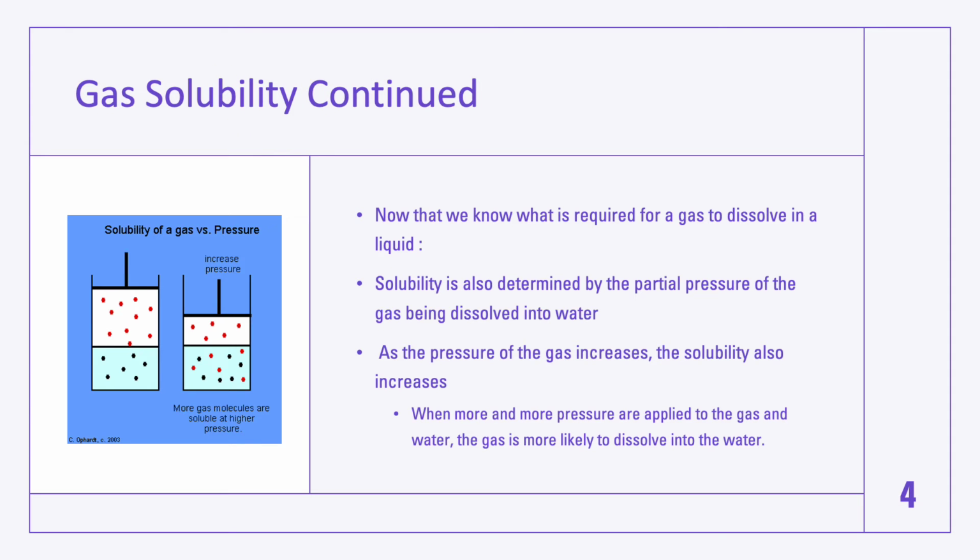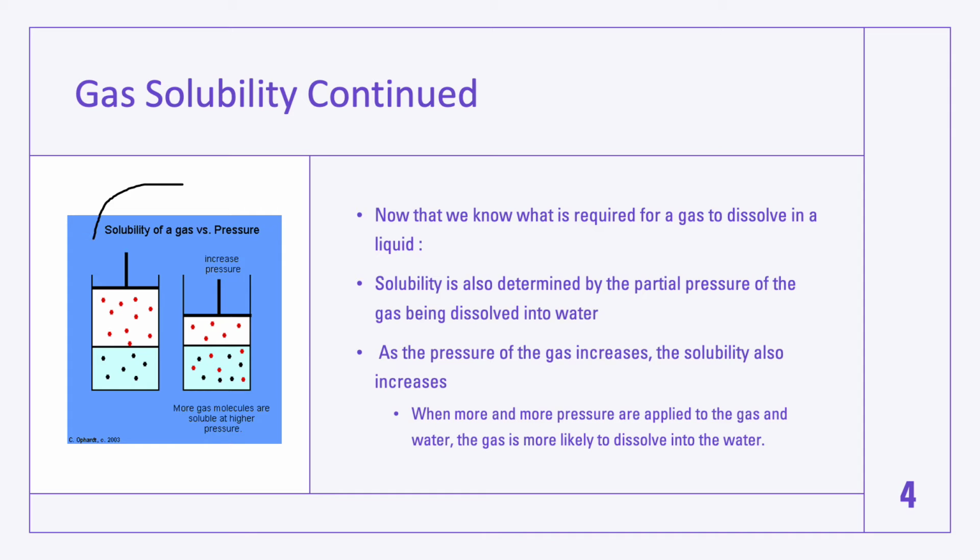And so now that we understand how gas structure can affect gas solubility, we can look into more factors that also go into the solubility of a gas. The solubility of a gas is also going to be determined by the partial pressure of the gas being dissolved into water. And we can see this makes sense. As the pressure of the gas increases, the solubility is also going to increase. Because when more and more pressure is applied to the gas and the water at the same time, the gas is more likely to be forced into the water. And by forced into, I mean dissolve into the water.